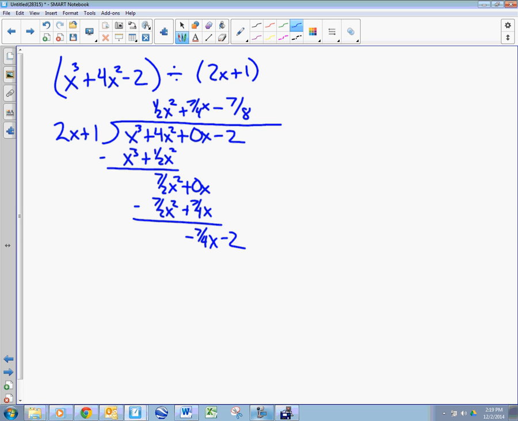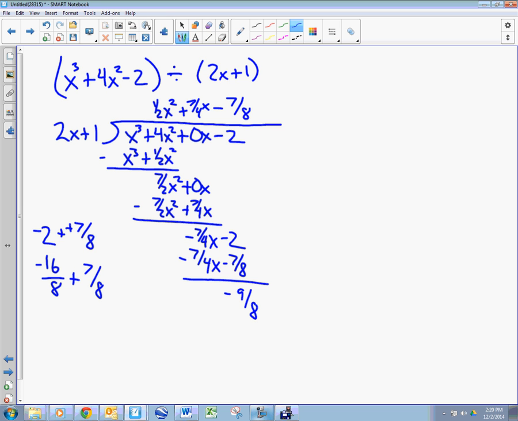Multiply negative 7/8 times 2x is going to be negative 7/4 x. Negative 7/8 times 1, negative 7/8. Negative 7/4 x minus negative 7/4 x is 0. Negative 2 minus negative 7/8 is negative 9 over 8.